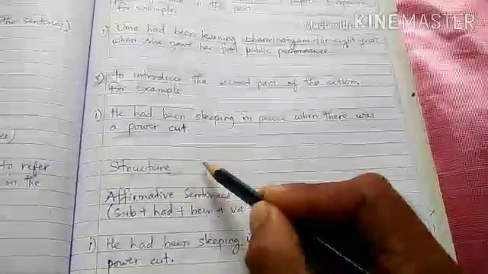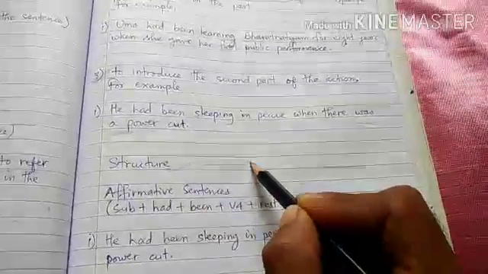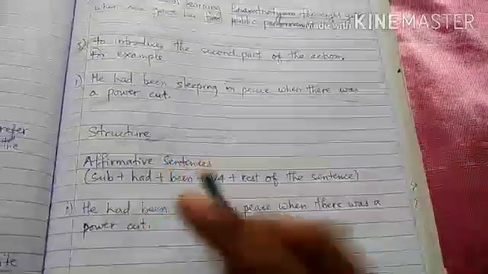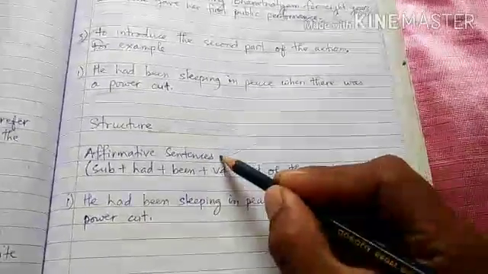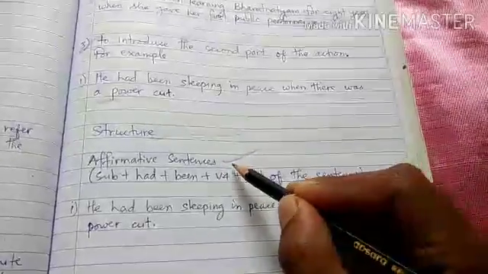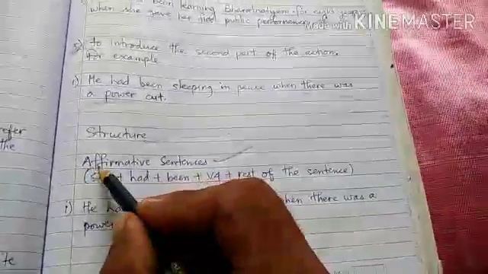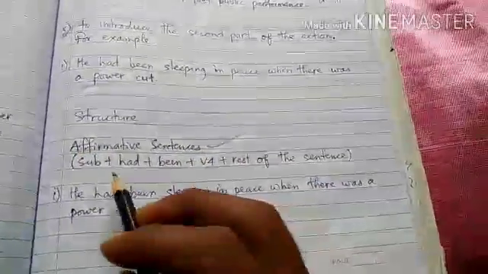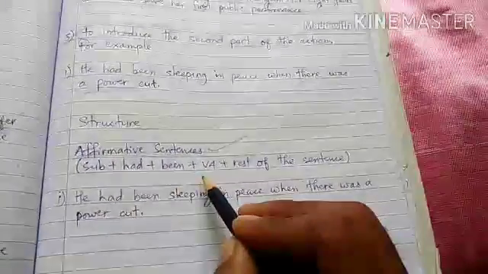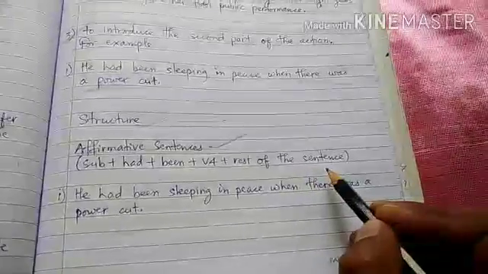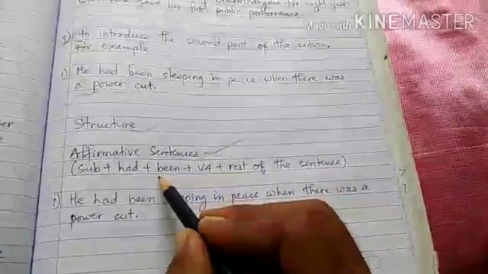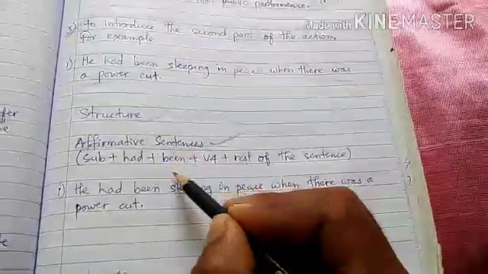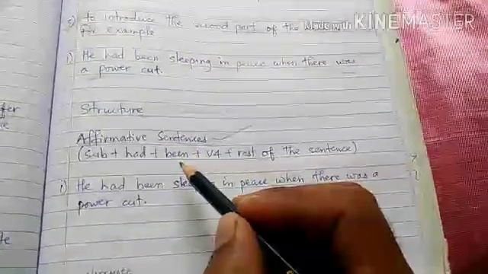Now we will move ahead with the structure of different forms of sentences in the past perfect continuous tense. At first we will have a look at the affirmative structure. That means how do we write affirmative sentences in the past perfect continuous tense. I have told you this structure in the beginning of this video also. That means subject plus had plus been plus verb plus ing plus rest of the sentence. I've explained about the use of been in the previous video on the present perfect continuous tense.